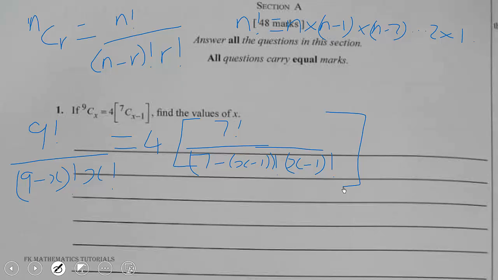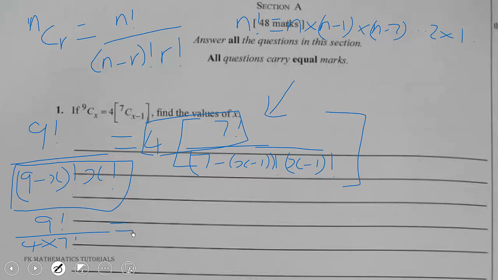So how do we do this? We are going to send this expression here to this side. Then we will take the 4 times 7 factorial down here to the denominator. So that will give us 9 factorial over 4 times 7 factorial is equal to (9 minus x) factorial all over (7 minus x plus 1) factorial, then we have (x minus 1) factorial. So we are going to get something like this.